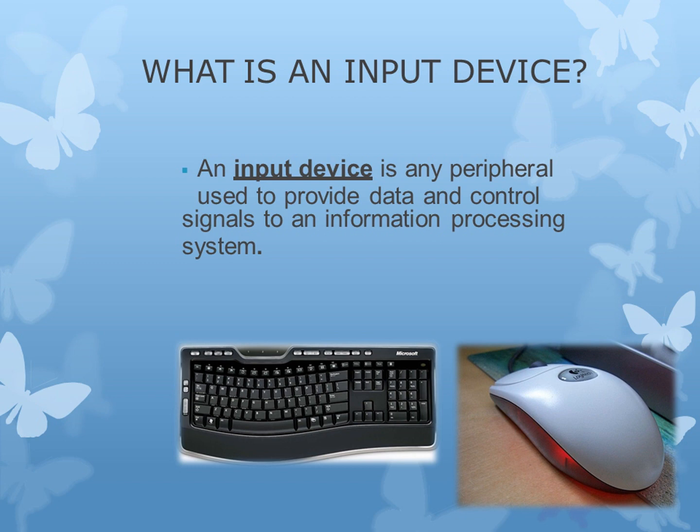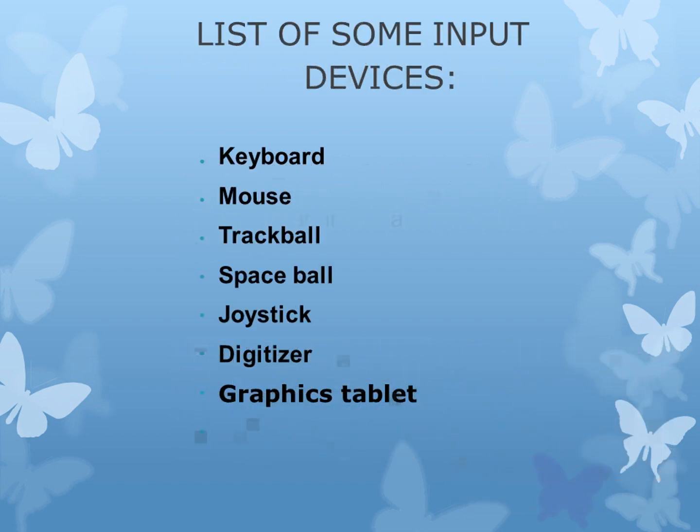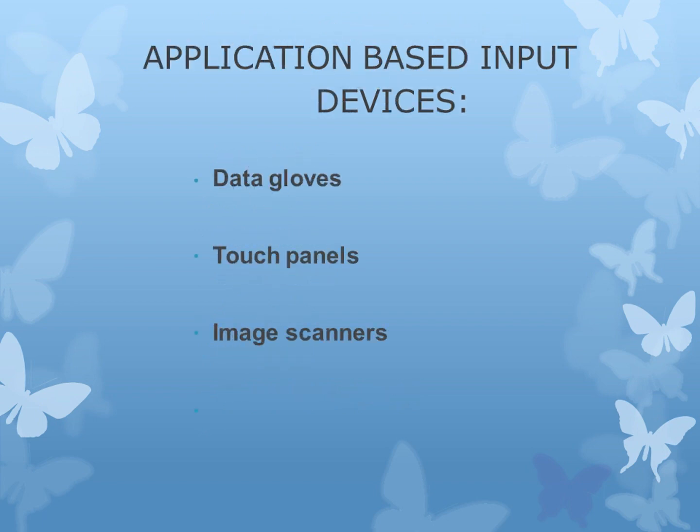So let me start. What is an input device? An input device is any peripheral used to provide data and control signals to an information processing system. Let's see what the input devices are. We have keyboard, mouse, trackball, spaceball, joystick, digitizer and graphic tablet. And these are the application based input devices: we have data glove, touch panel and image.